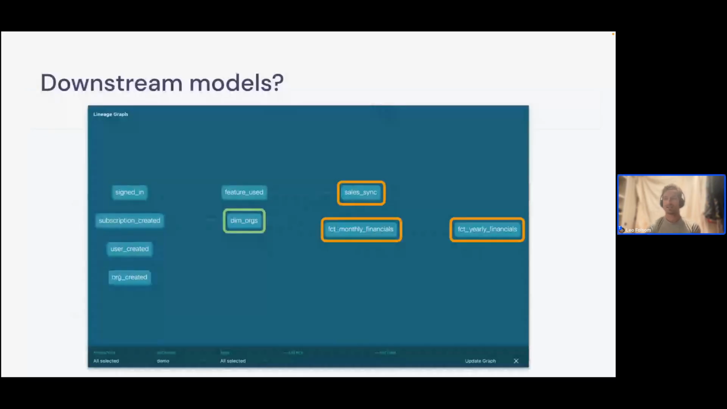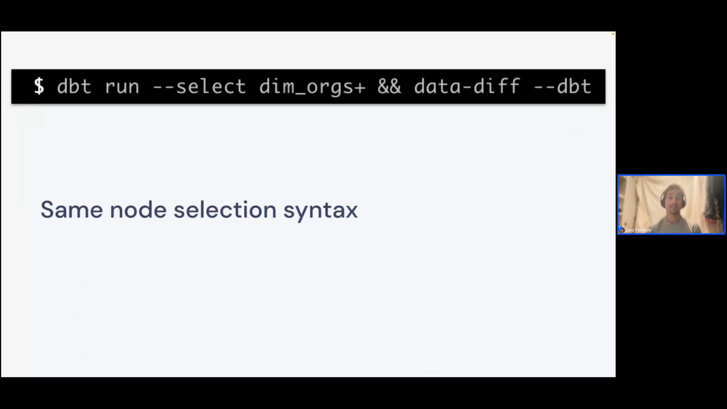What about downstream models? So we're looking here at the iconic DBT DAG that we all know and love. And in this case, DimOrgs has 3 downstream models that could be impacted by our data updates. You can use dbt's node selection to diff multiple models, including everything downstream. So essentially, whatever you can do using a dbt run command, you can also data diff. Just add a quick plus to your dbt run and data diff will do the rest to diff the downstreams of DimOrgs.